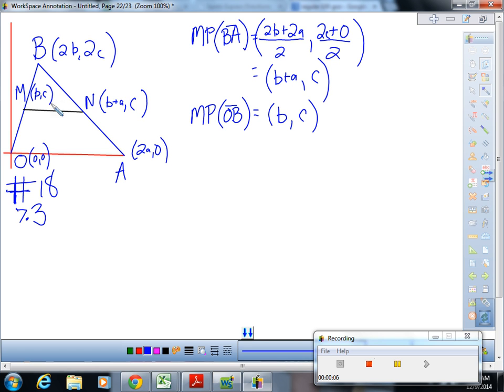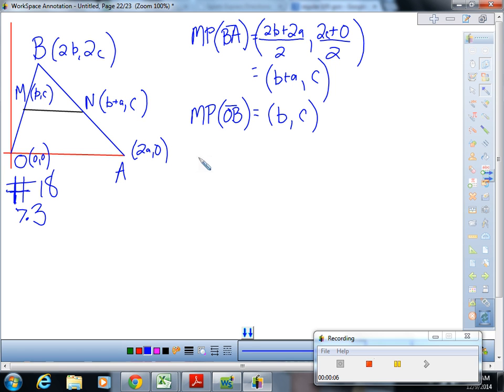Okay? And I want you to know that if a line connects 2 points that have the same y-coordinate, doesn't that line have to be horizontal? You follow that? That's going to be important because now let's start by finding the length.